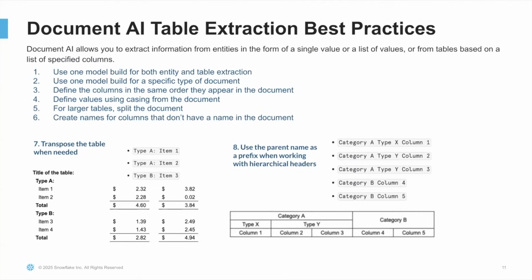If you have larger tables that span several different pages, I'd recommend splitting the document up into different documents so that it's able to better read the results. You should also create names for columns that don't have names in the document. Transpose the tables when needed. In this case, you'll see that there's item one, item two under type A. So just transposing the table will give you better results. Also, use the parent names as a prefix when working with the hierarchy. Here we have category A, and under that there's X and Y with multiple columns. So providing it in a format like this will give you the best results.